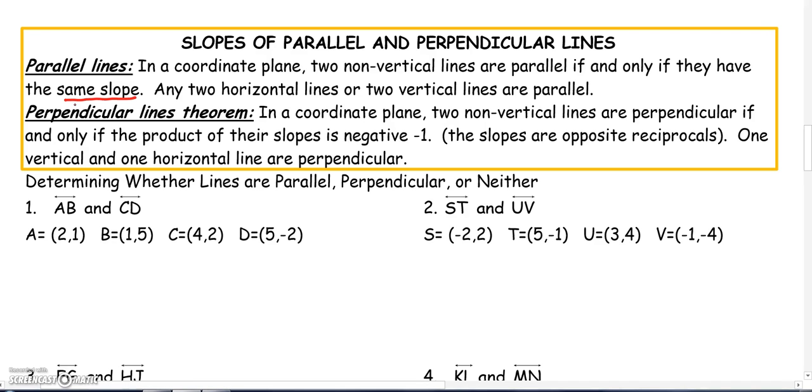Perpendicular lines happen if the product of their slopes is -1, which means the slopes are negative opposite reciprocals. So for example, we could have 2/3 and -3/2. Those are opposite reciprocals because they have different signs and the fractions are flipped.